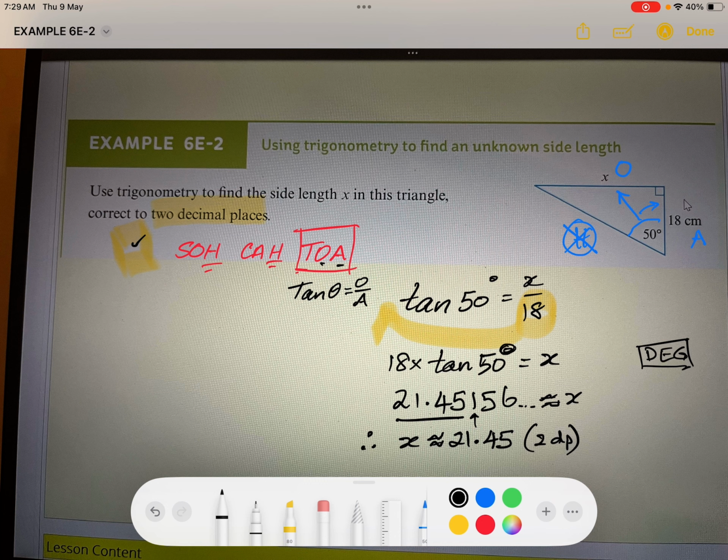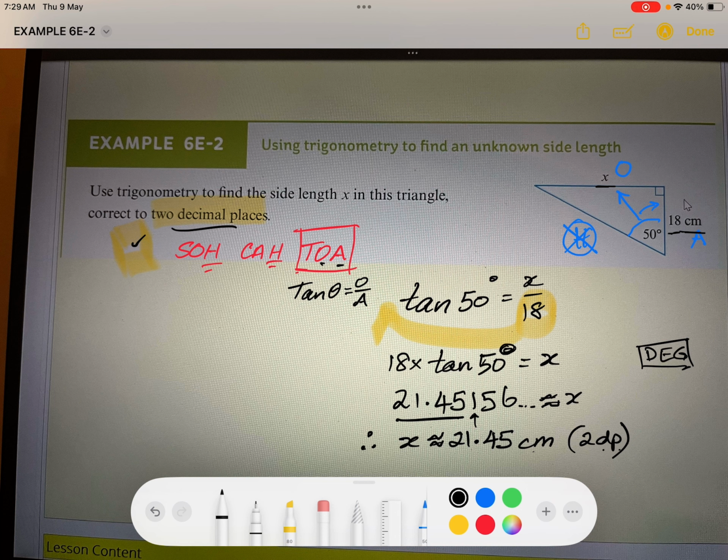And are we finished? No, you see that's 18 centimeters. For x, we must say centimeters. We cannot leave that out, otherwise we won't be fully correct. 2 dp means 2 decimal places, our error correction to 2 decimal places.